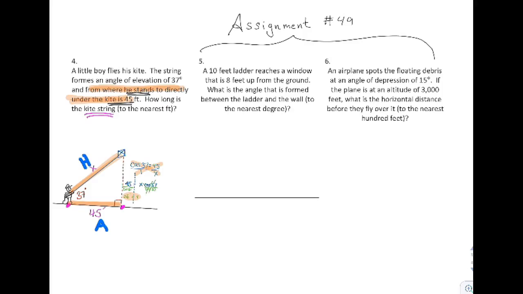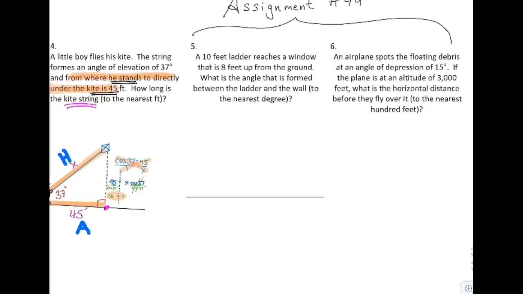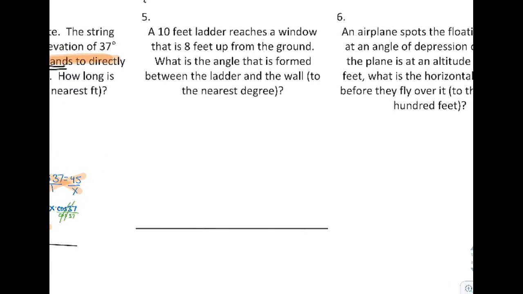Assignment 49 is going to be numbers 5 and 6, which you may have guessed, so that's official now. It's 5 and 6. First thing you do is always draw the ground, because almost every triangle will be sitting on a ground somehow, or be built up from the ground, and then you have one side of your triangle already. So a 10-foot ladder reaches a window that's 8 feet up from the ground.